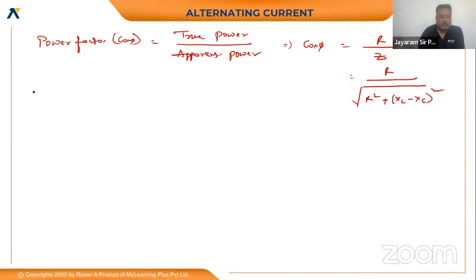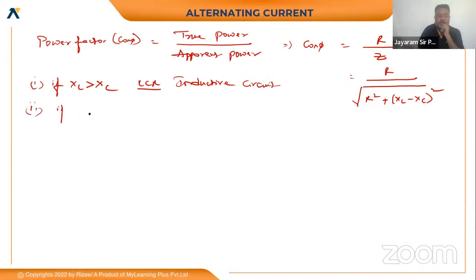Now the most important thing in this one is, if XL is greater than XC, the LCR behaves as an inductive circuit. Next case, if XL is less than XC, it behaves as a capacitive circuit. Okay, so this is the thing.